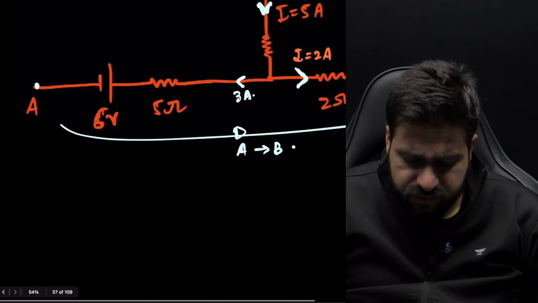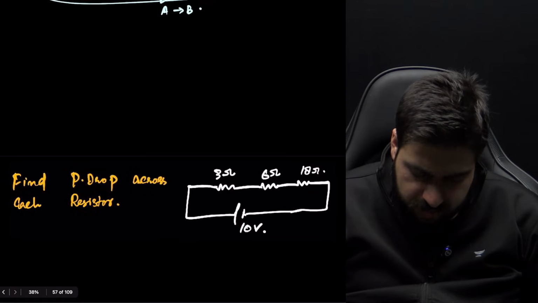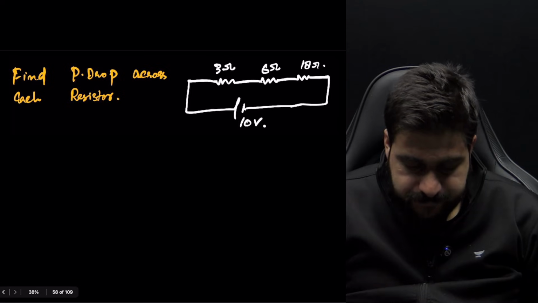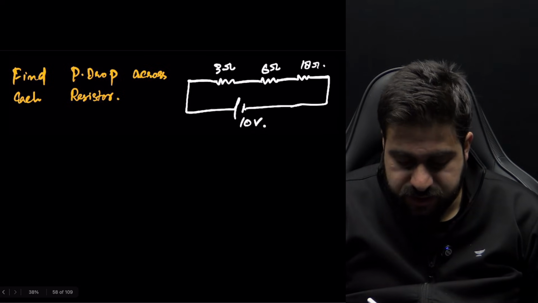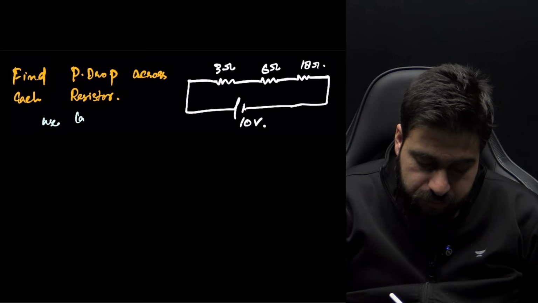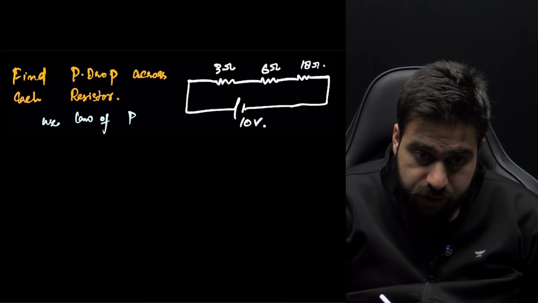Now you can do it. Now it is very simple if you move from point A to point B. Find the potential drop in each resistor. We say law of potential drop. Use law of potential drop.